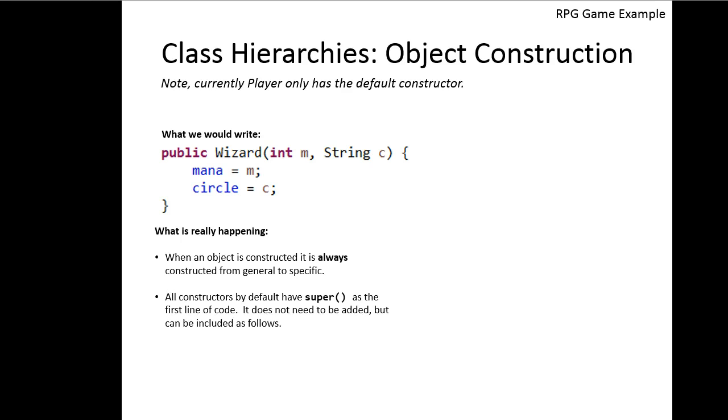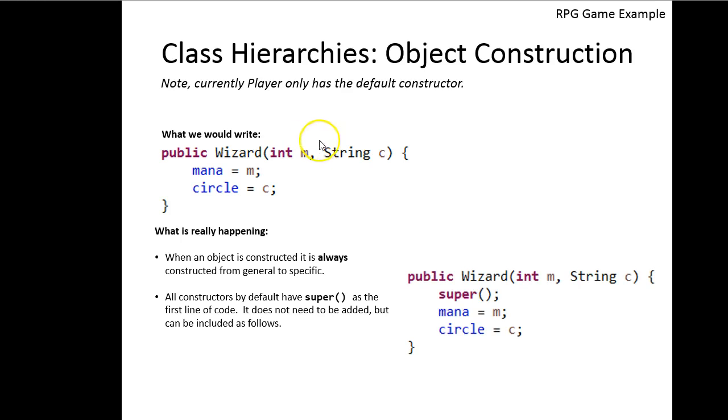What we don't see in the wizard constructor is a special call to the superclass constructor, which is this. This super here is a call to the player's default constructor. So assuming player has a default constructor, this is perfectly valid. And in fact, by default, Java includes that there. Every constructor you've written up to this point has this call right here. There's no need to actually include it. We just need to be aware that it is there.